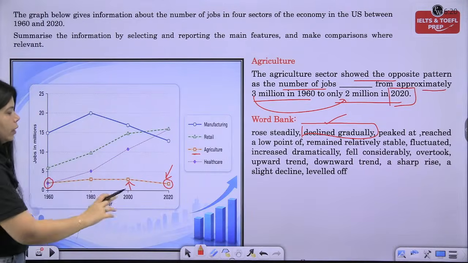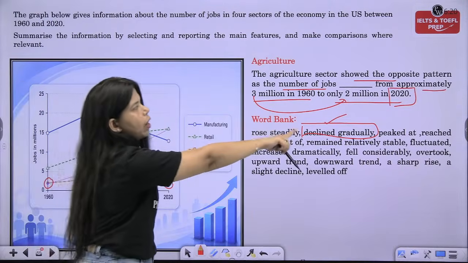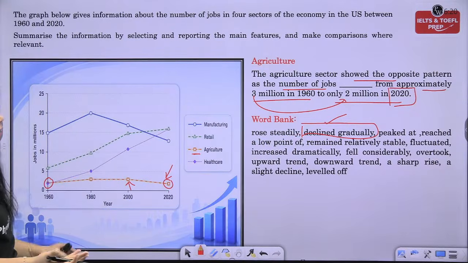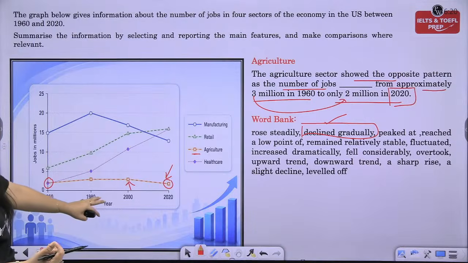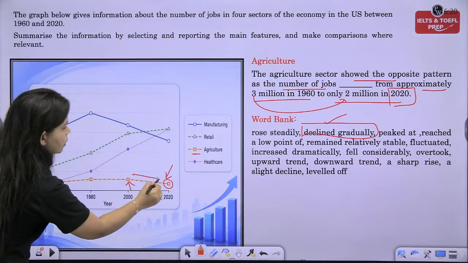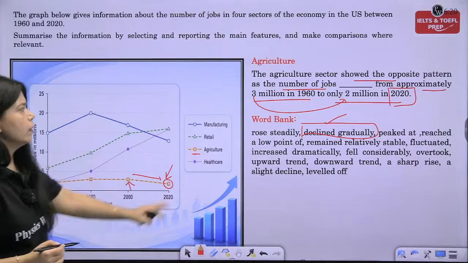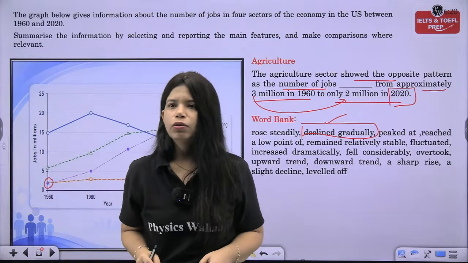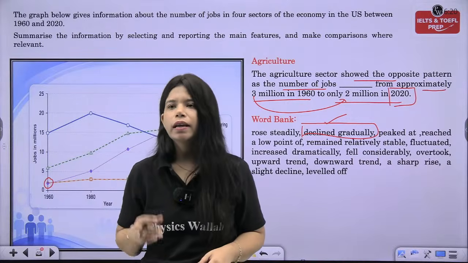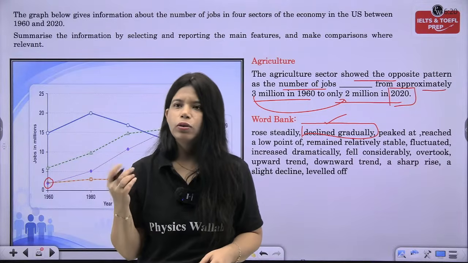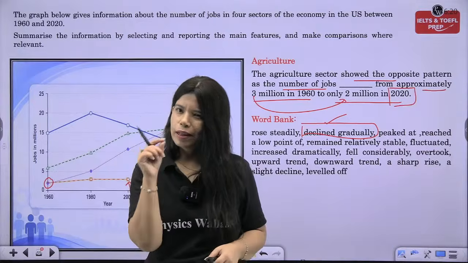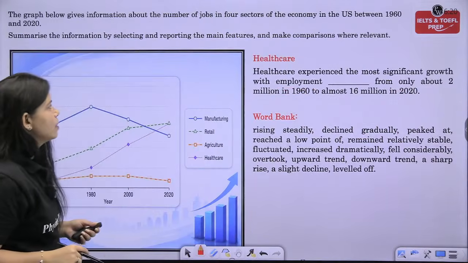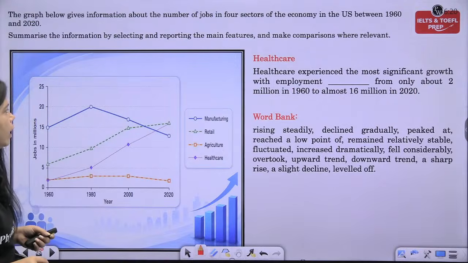I absolutely agree. If the year had been 2000 here instead of 2020, we could have taken relatively stable or remained relatively stable. But because we can see a slight decline here, that is why we are taking declined gradually, because there's actually a gradual decline. Yeah, slight decline, slow decline, gradual decline. These are your words for that slight decline that you see. Okay, so this was about agriculture, and the final category is healthcare.